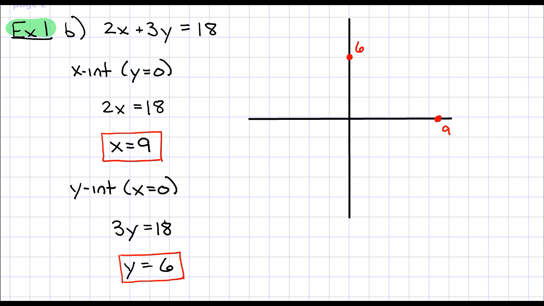Now that I have 2 points, I can use those to sketch my line. And that's going to look like this. And let's extend it out in the other direction as well. Okay, there we go. That's a rough sketch of the line.